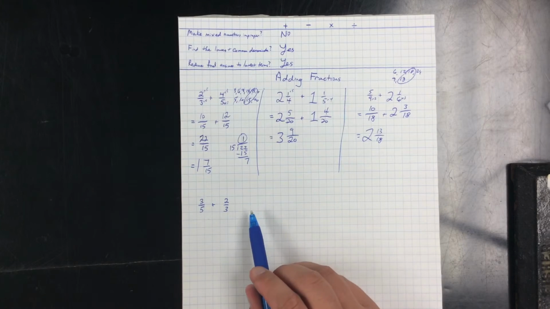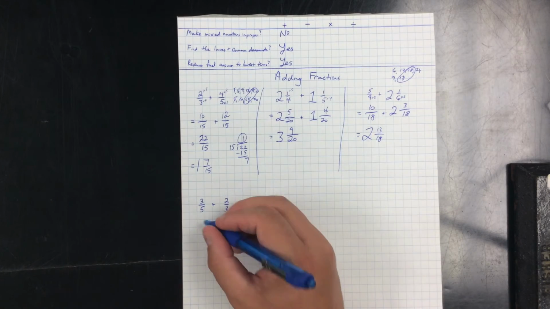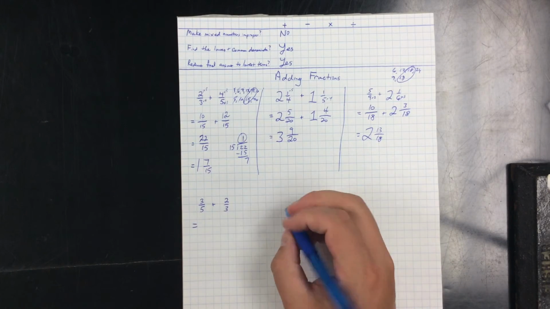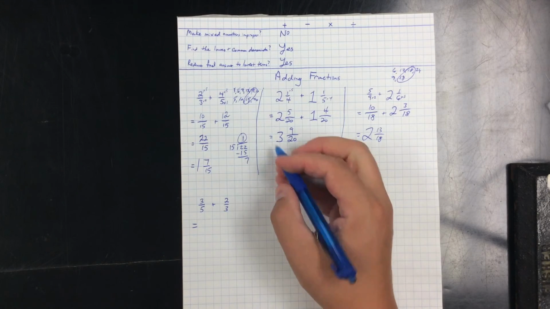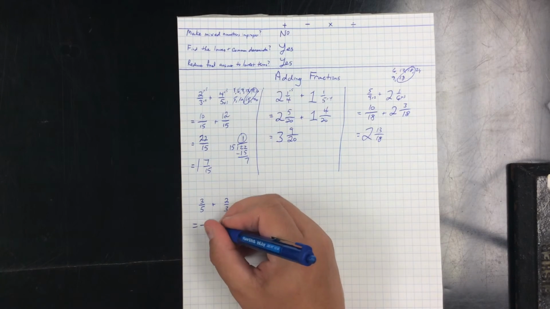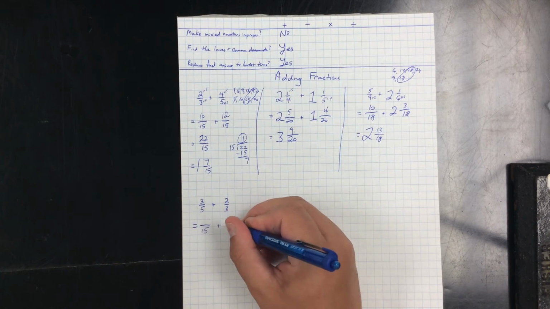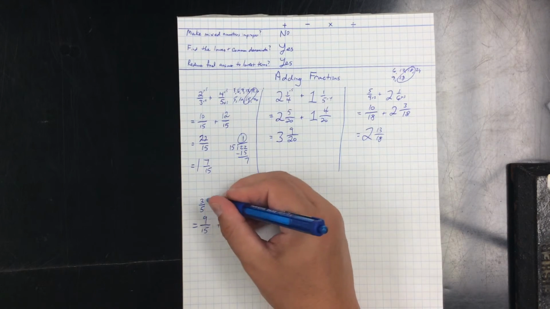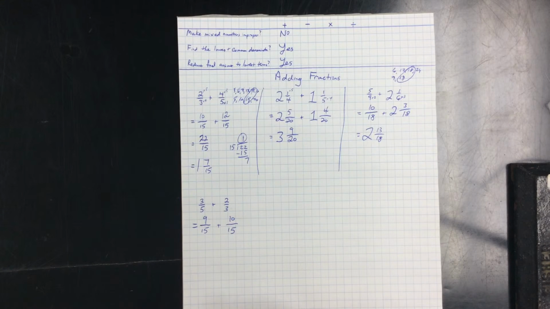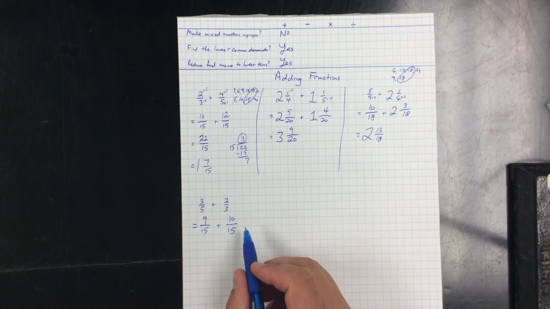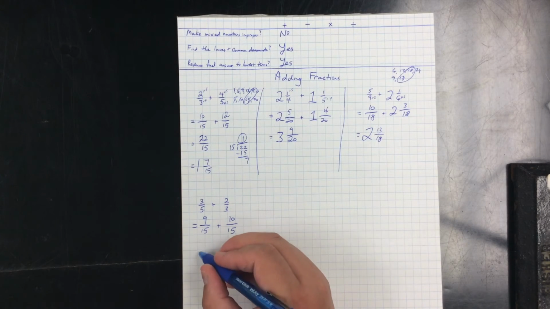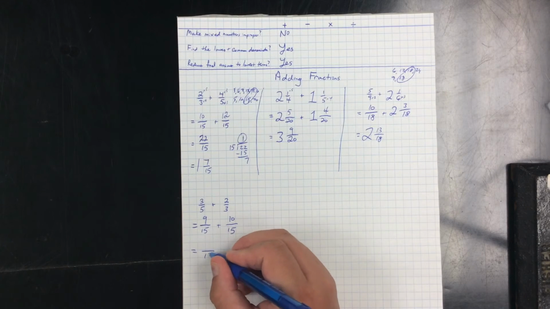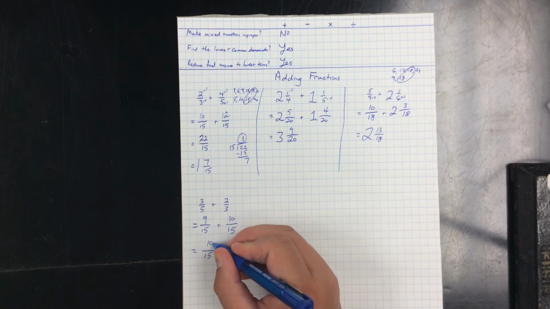All right, and the last one, 3/5 plus 2/3. So 3 and 5, I've already done that up there. I know my common denominator is 15. So I'll set it up like that. Times 3, times 5. End up with 9/15 plus 10/15. So I can keep the 15ths the same. 9 plus 10 is 19.